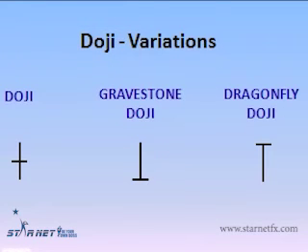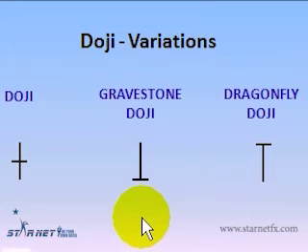We have three common variations of the doji. Note that in all three cases the open and close are equal or almost equal, which is what defines the doji. On the left here we have the common doji, with the price moving both above the open and close to form a higher high and below the open and close to form a lower low.